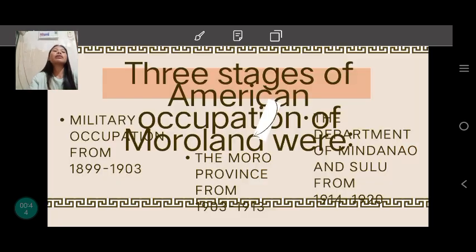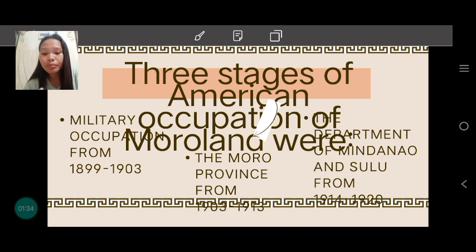The various stages of the American occupation in Moreland are three. First, military occupation from 1899 to 1903. The Moro Province from 1903 to 1913, and the third one is the Department of Mindanao and Sulu from 1914 to 1920. The Filipino-American War was triggered at San Juan Bridge when a Filipino soldier was shot dead by an American soldier, Private Willie Grayson, and the war between Filipinos and Americans began.